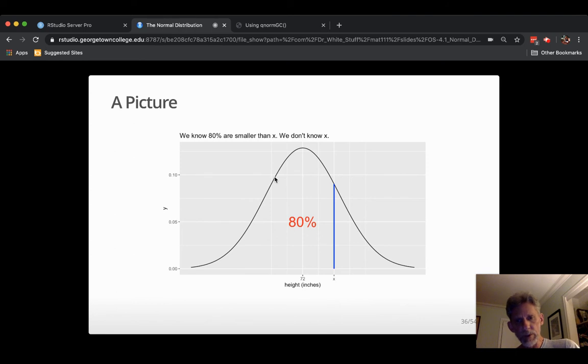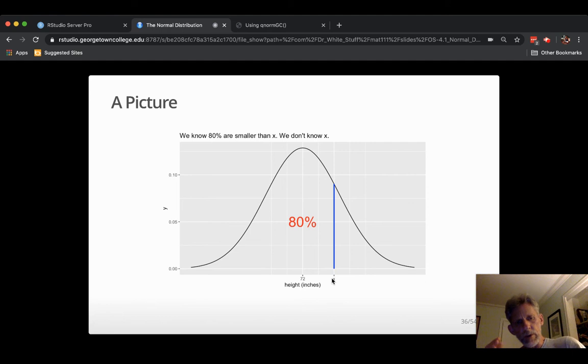We've got this normal curve, giving the distribution of the population of these college men's heights. 72 is right here in the middle. And there's this number x that we don't know yet. But the area underneath the normal curve before this blue line over the x is 80%. That unknown number is the 80th percentile.